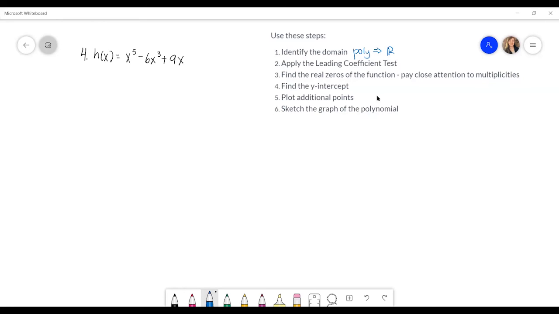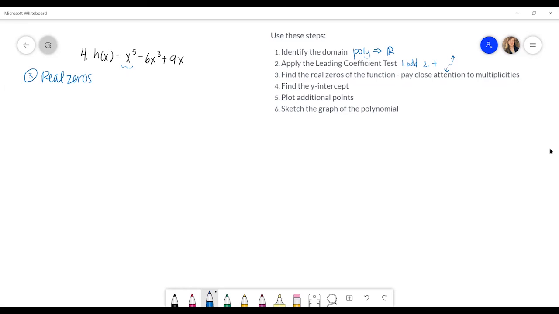If we look at the leading term, that's x to the fifth, right? That's this front one. So it is odd and positive. That means we've got a John Travolta on our hands here. So now we want to look at our real zeros.